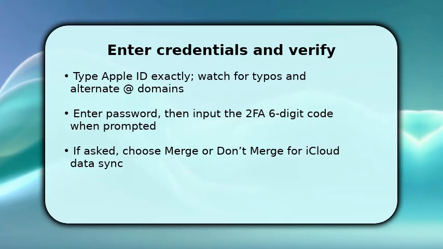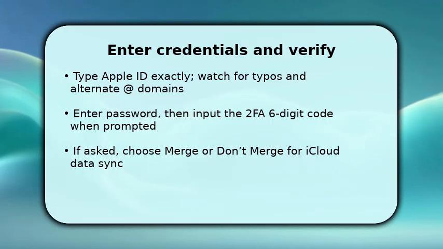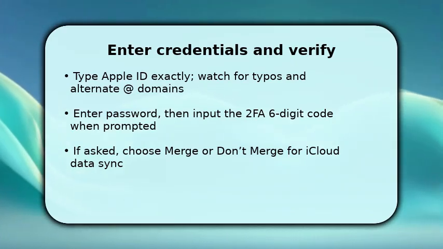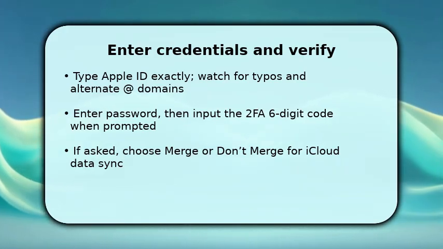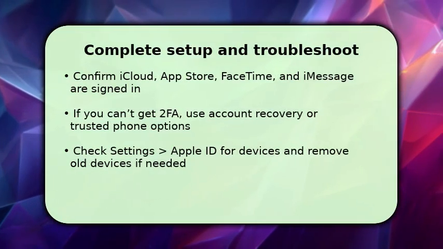Enter the 6-digit number shown on your trusted device or via SMS. When prompted about iCloud data, decide whether to merge to combine contacts and photos or don't merge to keep local data separate. Make sure you read each prompt. This controls what syncs. Finish by reviewing settings to confirm iCloud, App Store, FaceTime, and iMessage show your Apple ID.